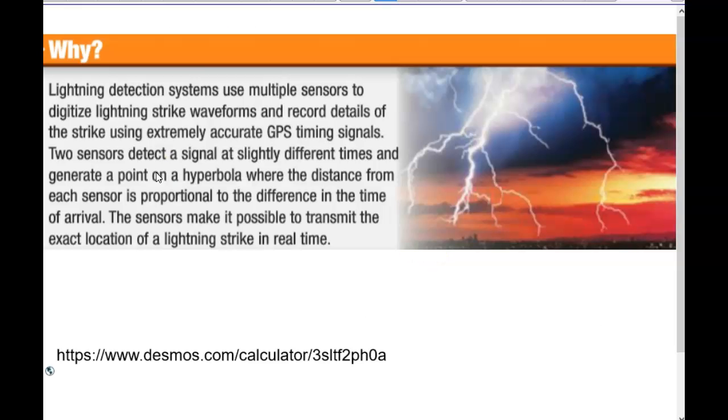The use they show for this says lightning detection systems use multiple sensors to digitize lightning and then figure out where it came from. Two sensors detect a signal at slightly different times and generate a point on a hyperbola where the distance from each sensor is proportional to the difference in the time of arrival. That makes it possible to transmit the exact location of a lightning strike in real time.